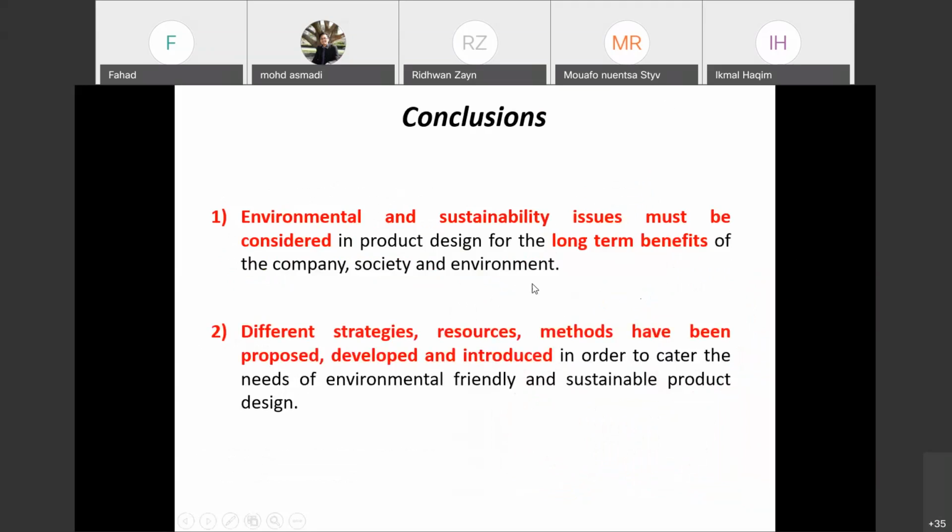Any question about the sustainability before we move to some group discussion activity?